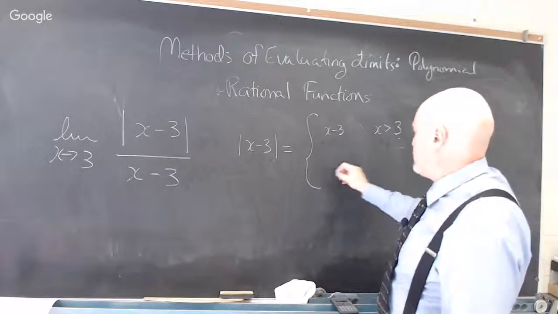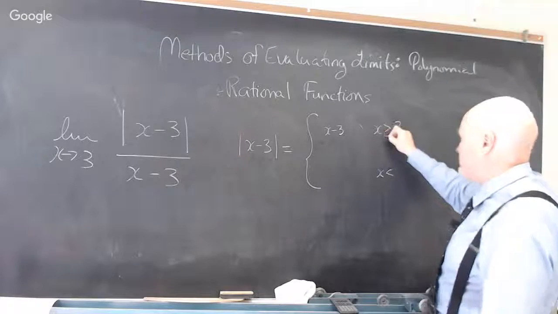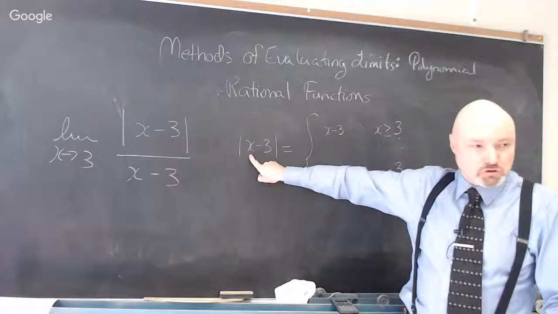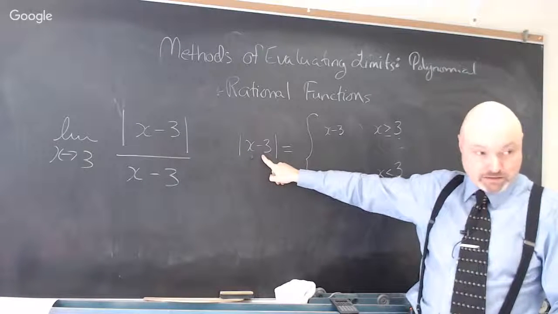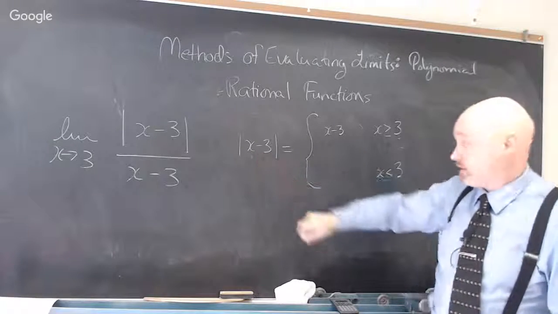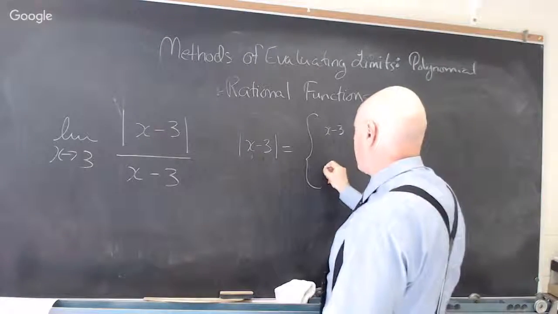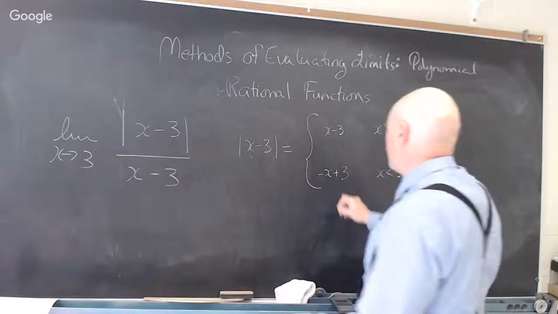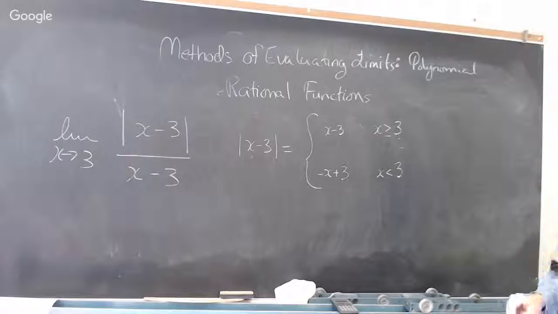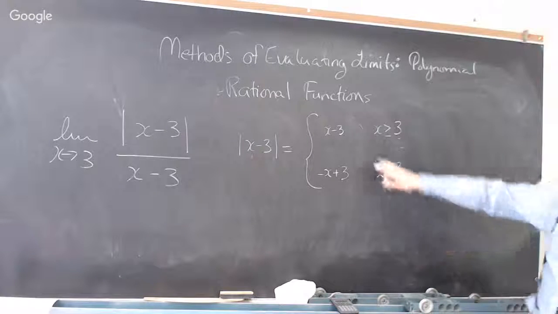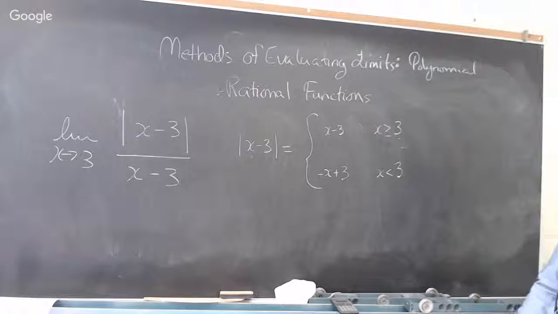On the other hand, if x is less than 3, so if the x was 2, for example, 2 minus 3 is -1. And the absolute value makes it 1. And so really what it's done is it's flipped the sign. And so this becomes -x plus 3 whenever x is less than 3. So the function subtly changes as we come around to this value of 3.